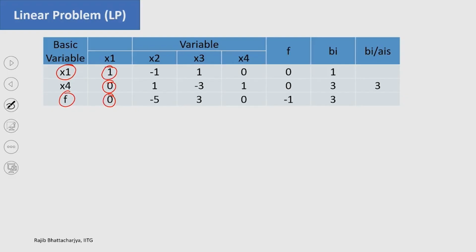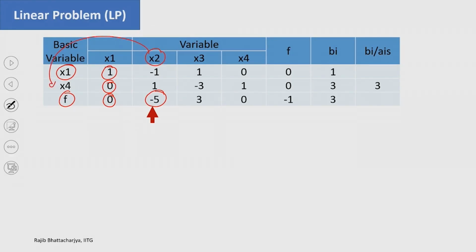Now, what do you have to do? Again we have to look at the objective function row. Is there any negative coefficient? Yes. So, we have one, and that is for x2, this is minus 5, that means it is possible to improve the solution. Now, x2 will enter into the basis. Okay. So, x2 will enter.